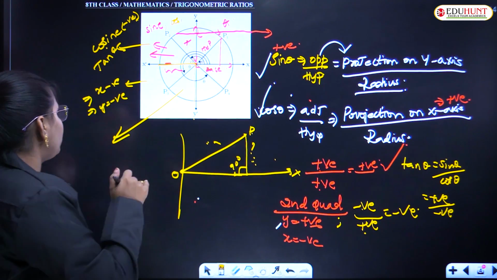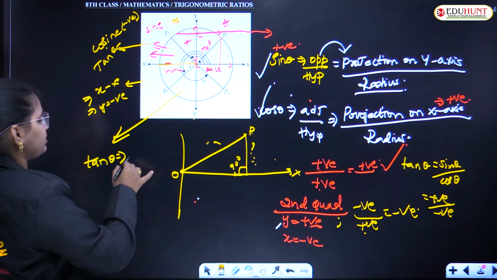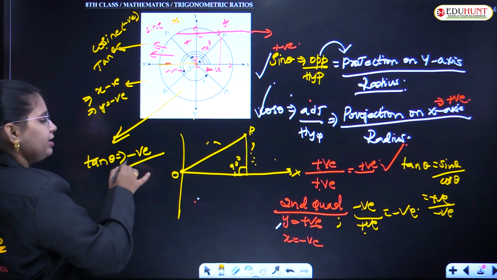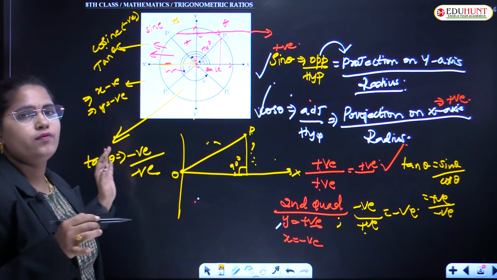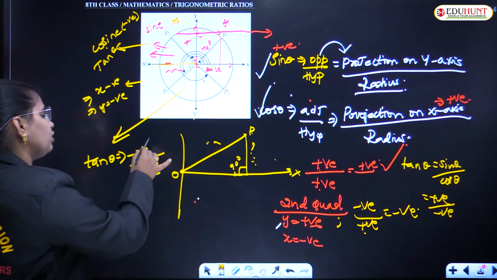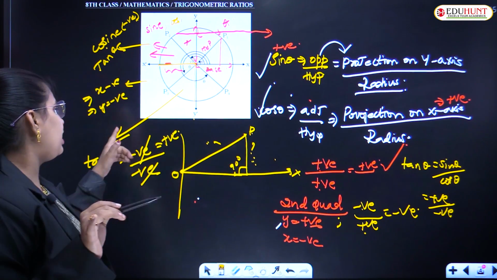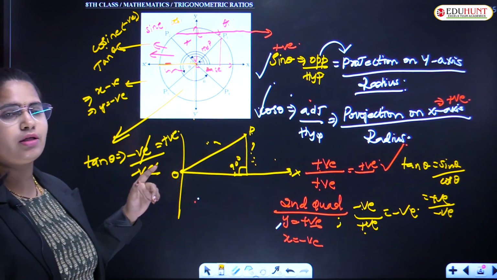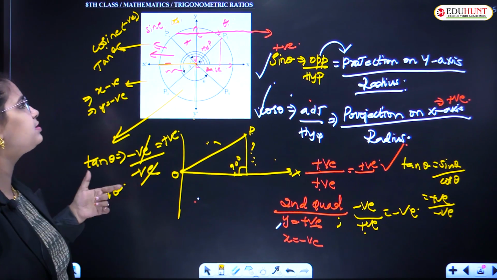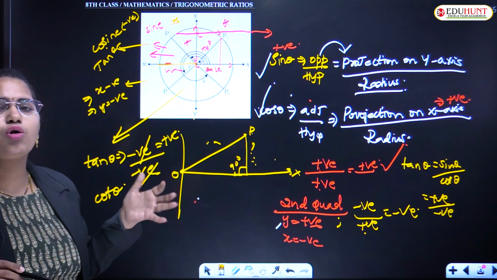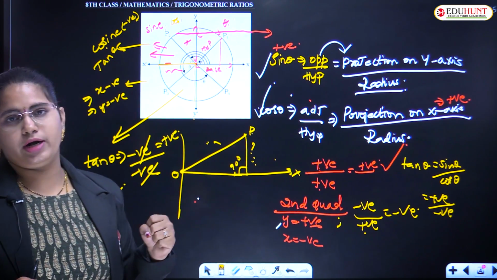But if I talk about tan theta in the third quadrant, tan theta is defined as sine upon cos. Sine is negative, cos is negative, negative upon negative, we will have a positive value. Negative will get cancelled, we get a positive value. And the reciprocal function of tan is cot. So tan and cot are taking positive values in the third quadrant.